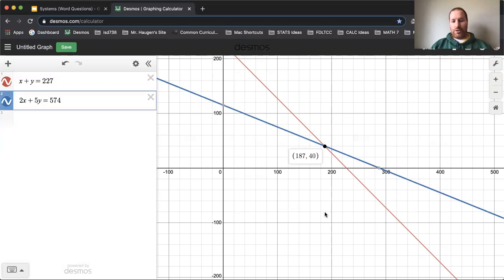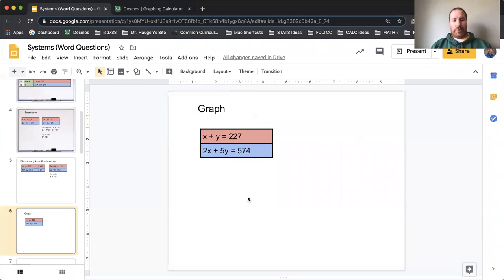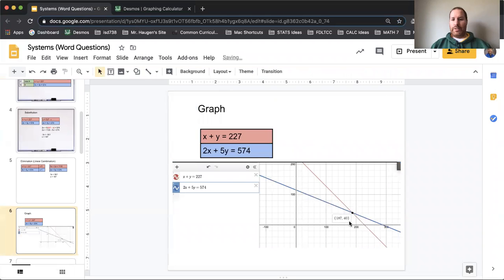And so then I could just take a screenshot of this. In fact, that's what I'm going to do right here. It's nice to include the axes in there as well. Maybe include the equations that I put in. So I'm just going to take a picture of that, and we'll paste it right in there. And there I can see, hey, there's my solution. And we have that. So you have those options.